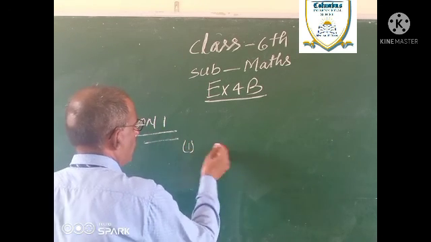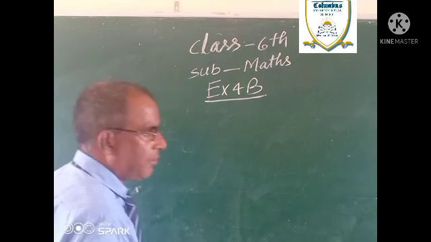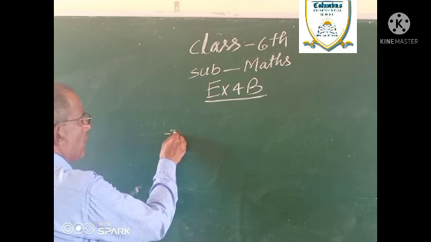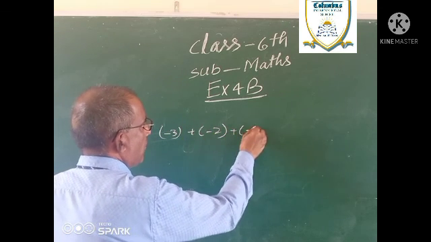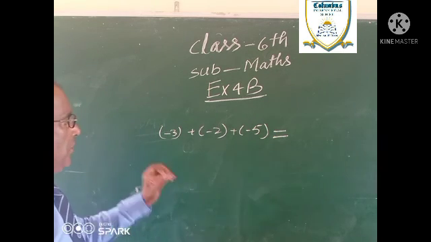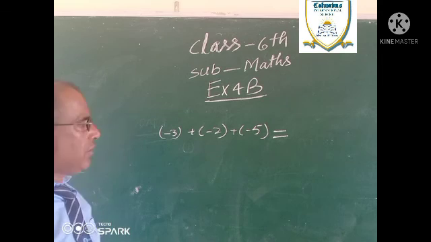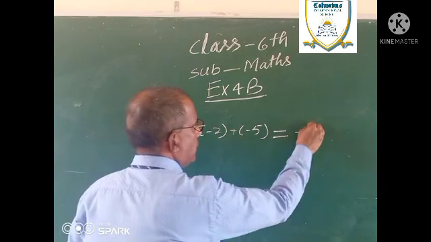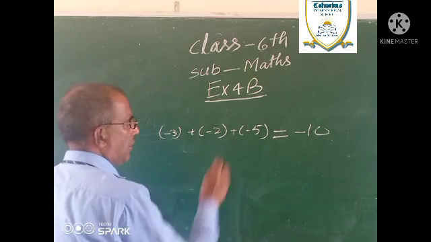Before starting the question, you see some examples of addition and subtraction. Suppose that -3 plus -2 plus -5. हमने किसी से 3 रुपीज लिया, फिर 2 रुपीज लिया, फिर 5 रुपीज लिया. हाउ मेनी रुपीज वी हैव टेकन? तो 5 2 7 3 10 रुपीज, दैट इज -10. अगर सबके साइन माइनस है तो सबको ऐड करके साइन माइनस लगाते हैं.